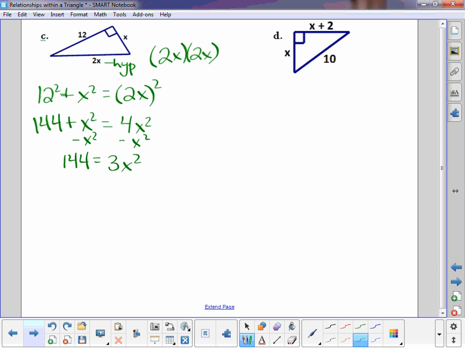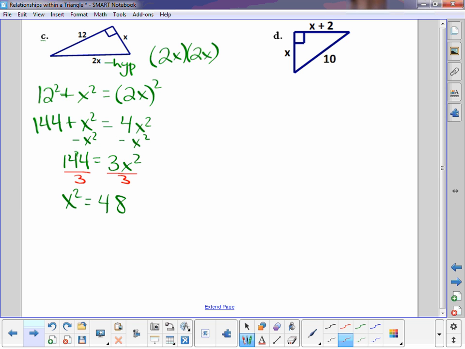Now what? Good. Divide by 3. Got to get that x squared alone. Alright, can we divide 144 by 3? Yes, it's 48. See, 3 goes into 14 how many times? Four. 4 times, and I'm left with 2. So 3 goes into 24, 8 times. Alright, so x squared is 48.